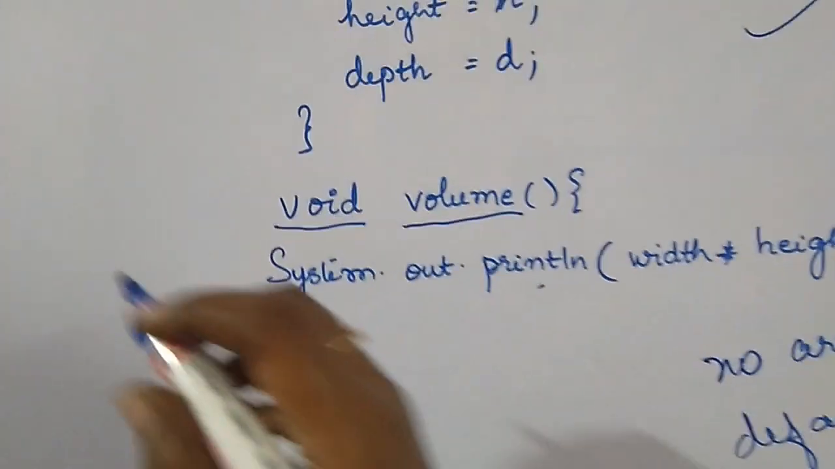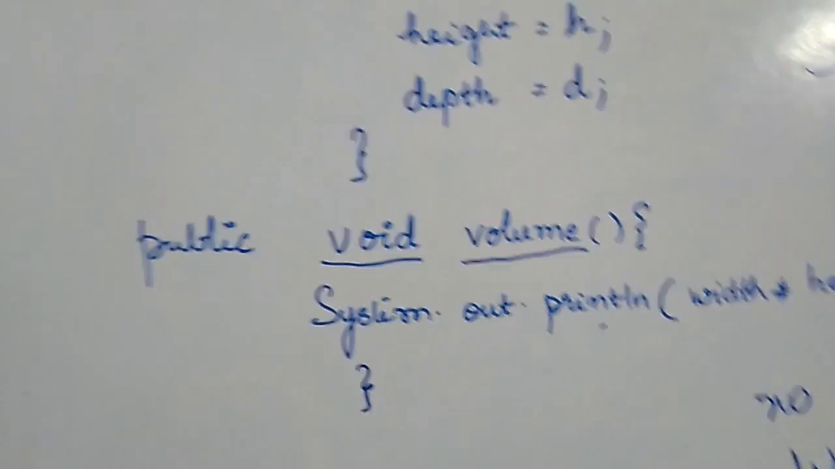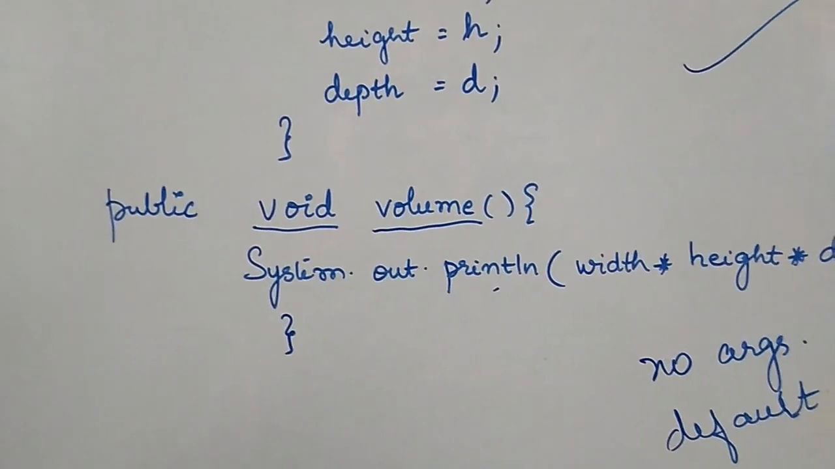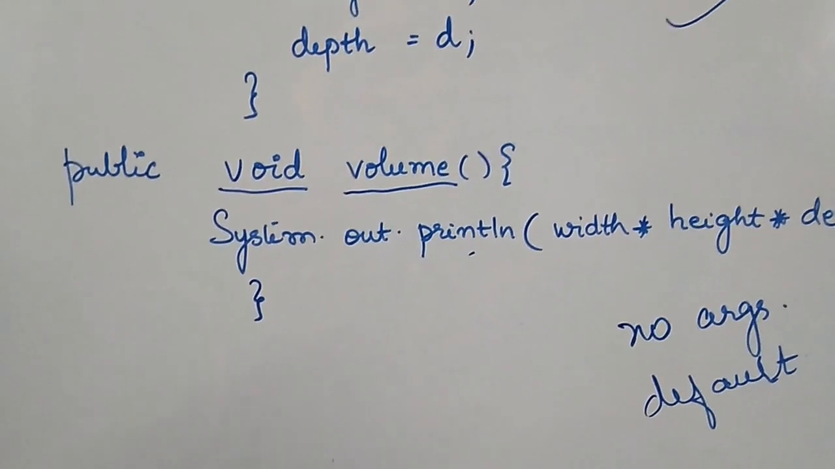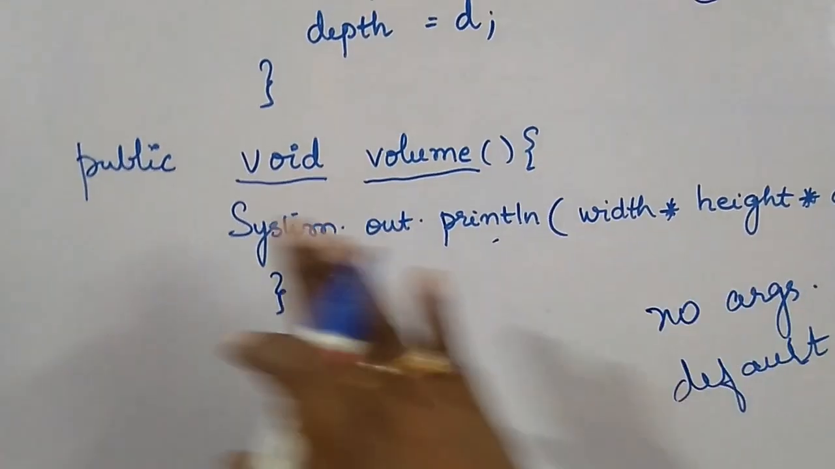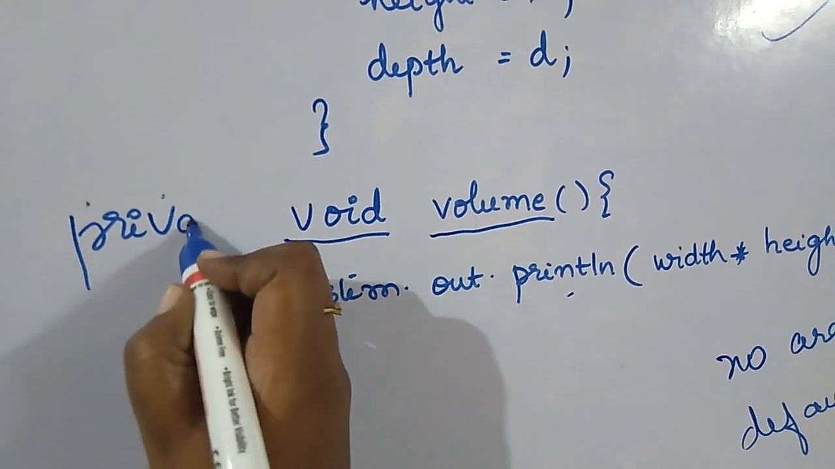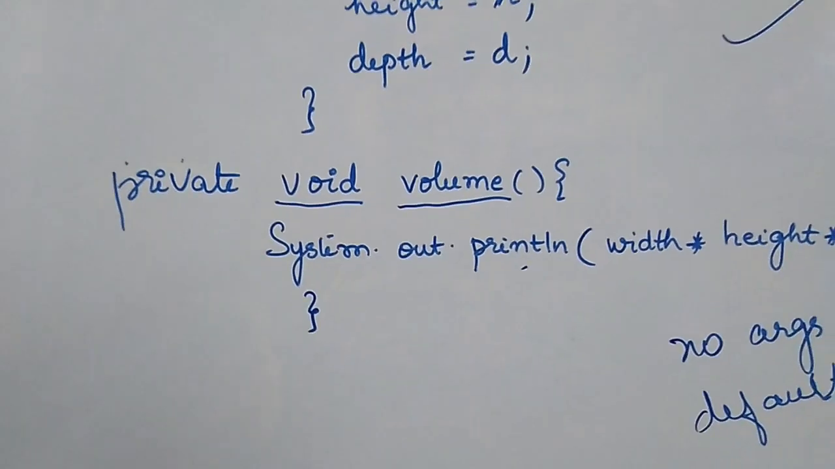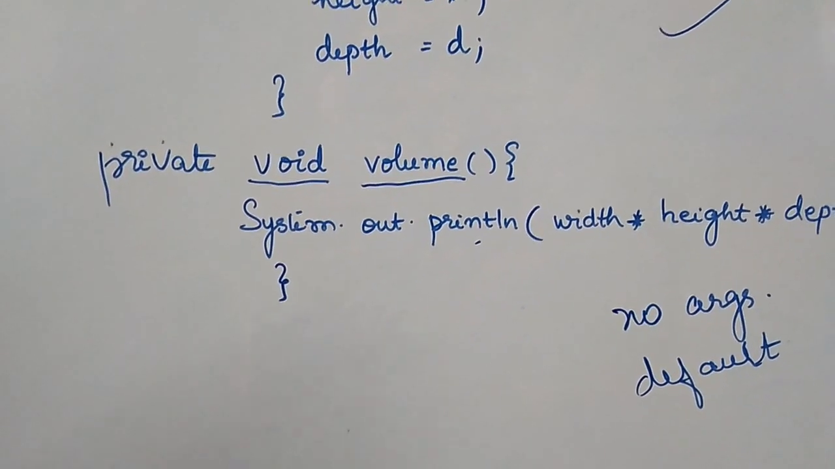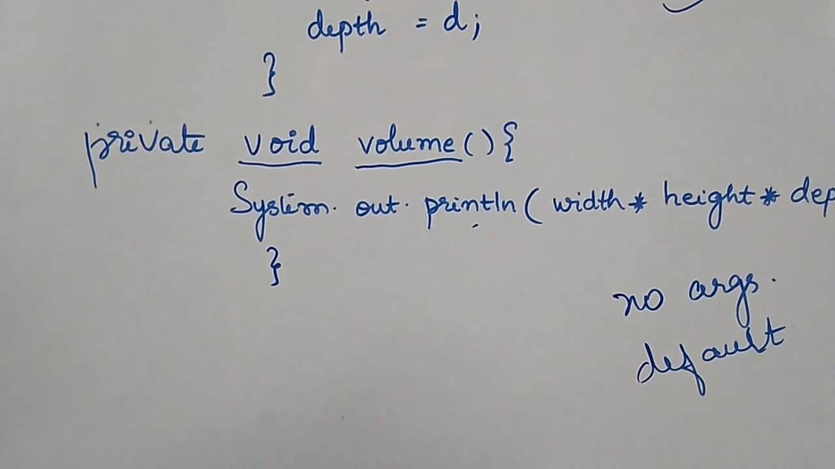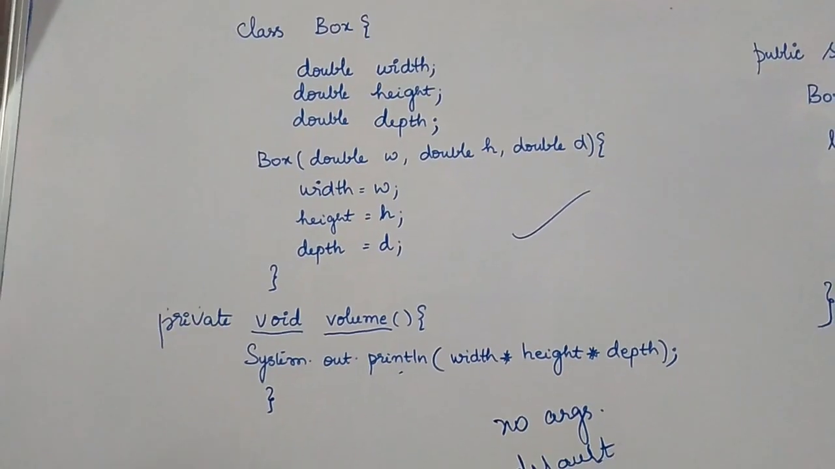We can also mention other types. We can also say it is public. If I say public, any class from outside can access it irrespective of the packages. If I'm making it private, only this method is accessible in the same class where it is declared. No other classes, even the subclasses, can access this particular method. This is accessible only within the Box class.